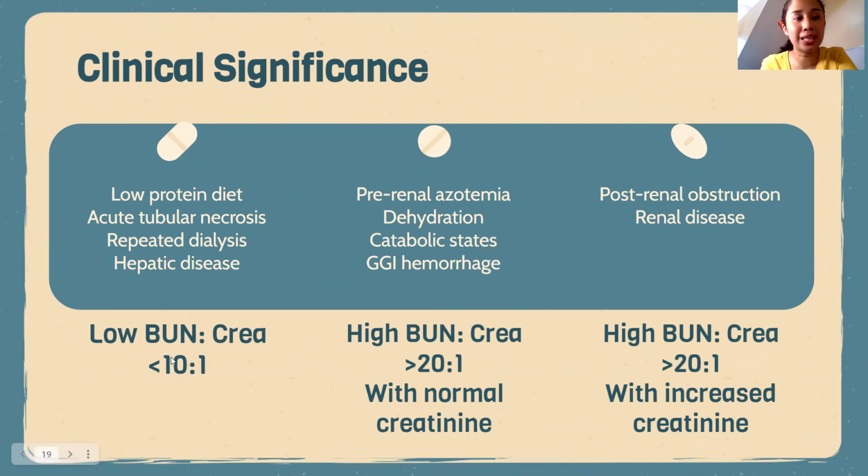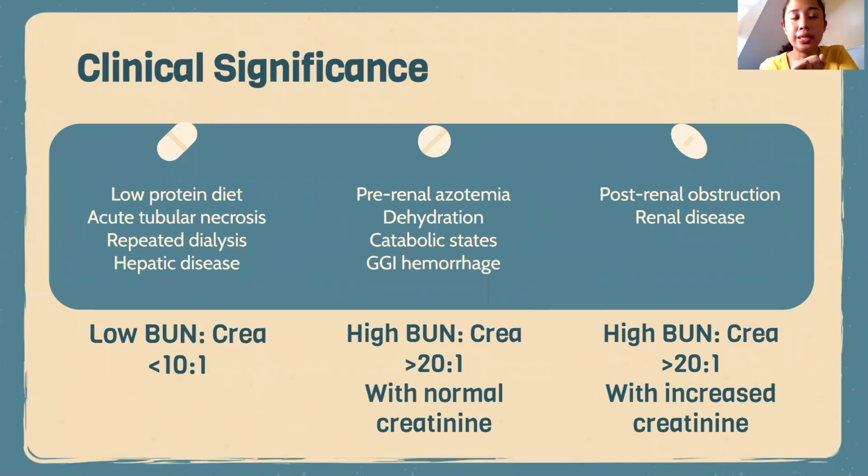If the ratio is less than 10:1, it points to a low protein diet, acute tubular necrosis. If the BUN is low in tubular necrosis, it means BUN and creatinine are not reabsorbed, so they are really released in the urine. It also points to repeated dialysis and hepatic disease. So the BUN to creatinine ratio is low.